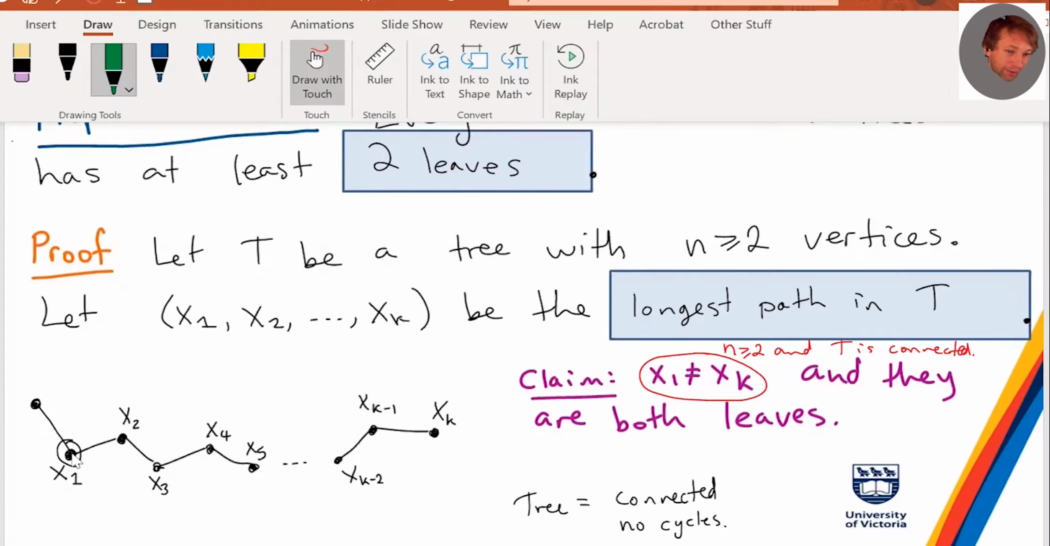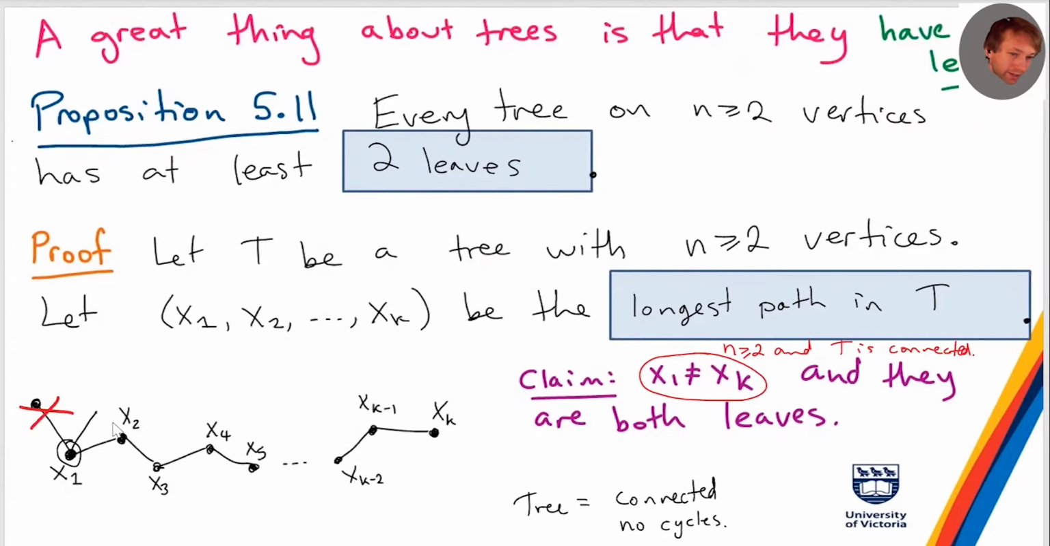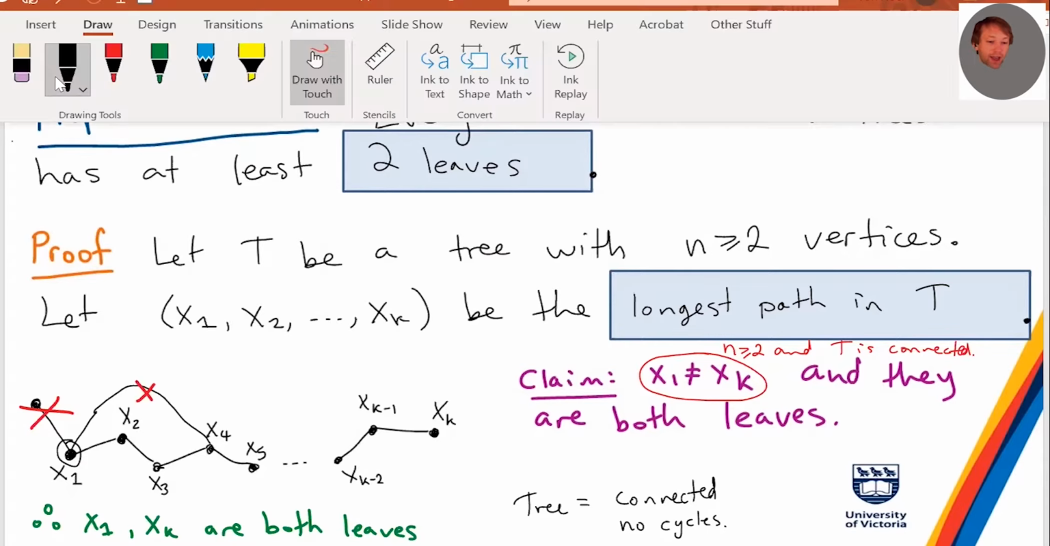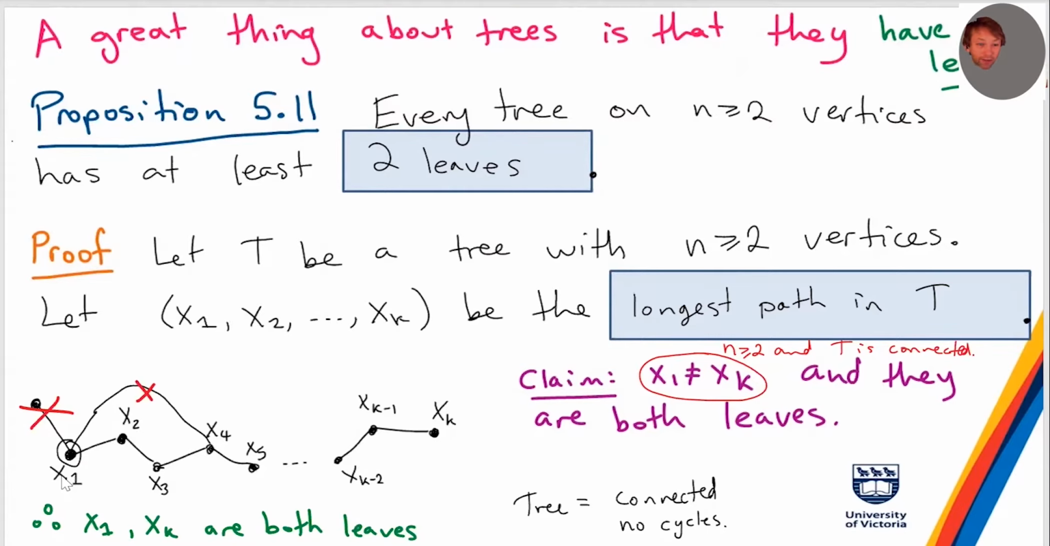Or x1's neighbor is on the path somewhere, and it's not x2, it's somebody else, but that makes a cycle, so that can't happen either. So therefore x1 and xk are both leaves, because the case of xk is just symmetric. You can do the same argument for xk. And so these are 2 different vertices, they're both leaves, so therefore every tree has at least 2 leaves, as long as it has more than 1 vertex. Okay, any questions about that? So that's just a very simple property of trees.